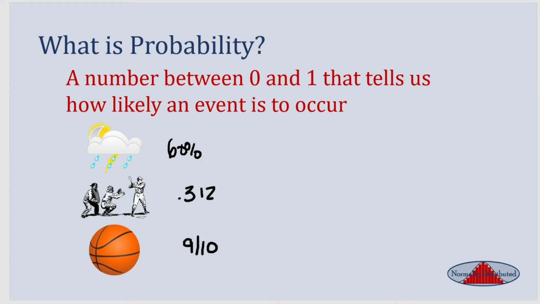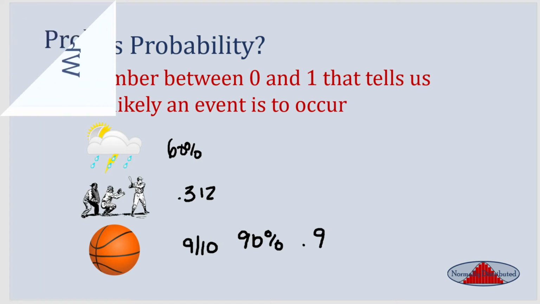But what's interesting and what you'll note here is that there's plenty of ways to write a probability out. You can use percentages, 60% chance of rain. You can use decimals like we did in the Bryce Harper example, or you can use fractions, and they all mean the same thing. 9 out of 10 is the same thing as saying 90%. It's also the same thing as saying 0.9. And in probability, these are all exactly the same.